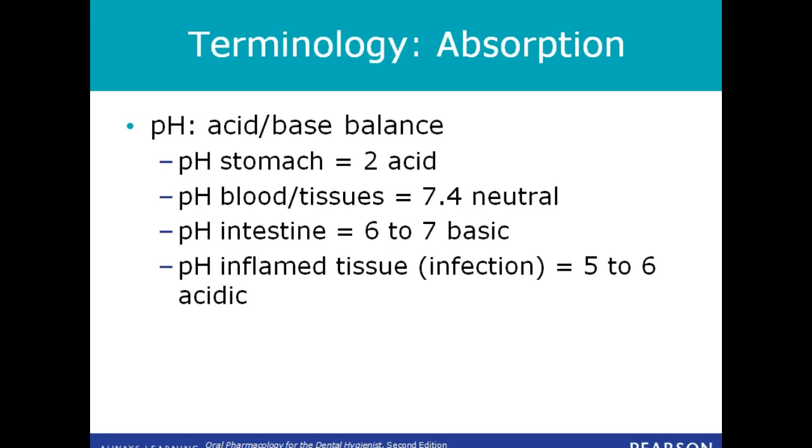pH is the acid-base balance of a substance. The pH of the stomach is 2, which is acid. The pH of blood and tissues is neutral, or 7.4. In the intestines, the pH is 6 to 7, which is basic. Inflamed tissue, due to infection, is acidic, in the area of pH 5 to 6.